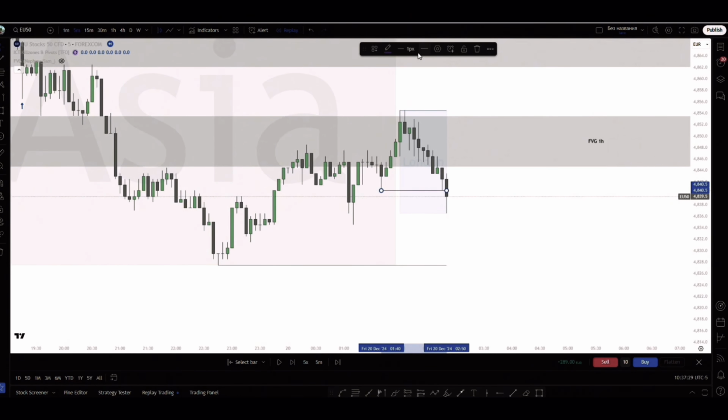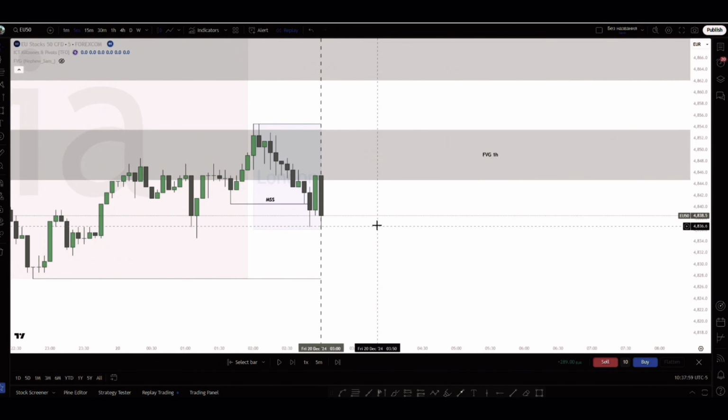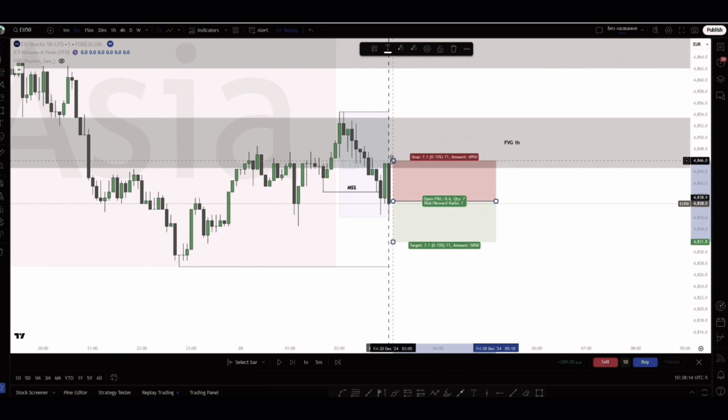As you can see, a market structure shift was formed and now I need to open a position by timing. Right now it's 2 AM and 50 minutes. I need to wait 10 minutes to open a position by timing. So 10 minutes later, price made a little pullback and reversed, and now I can open an order.